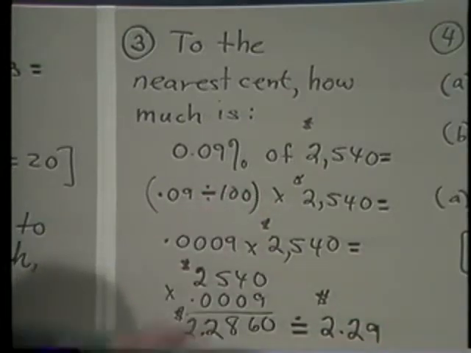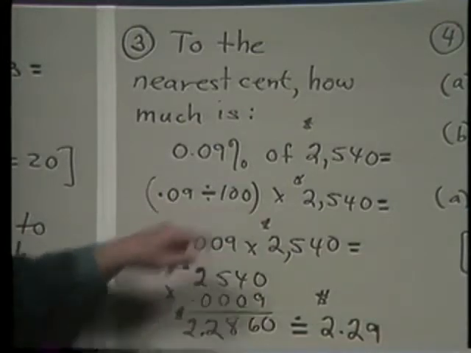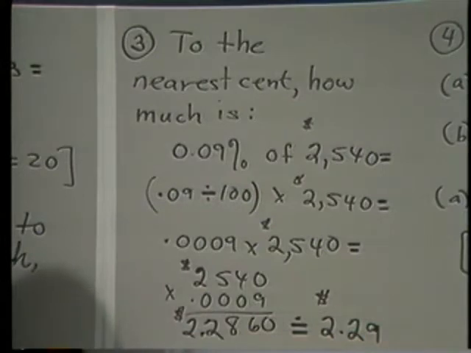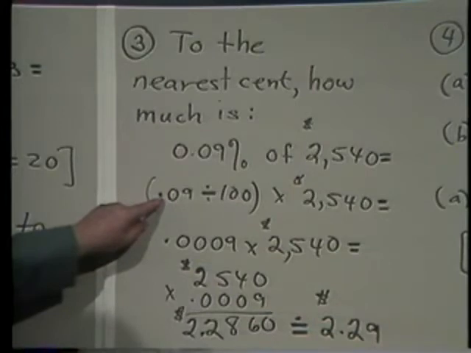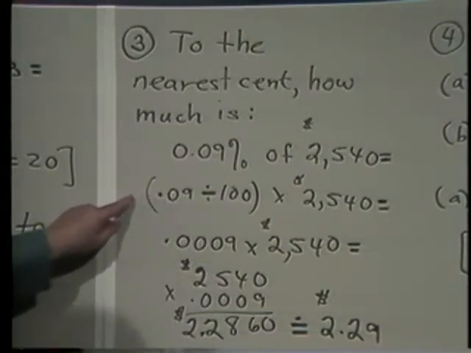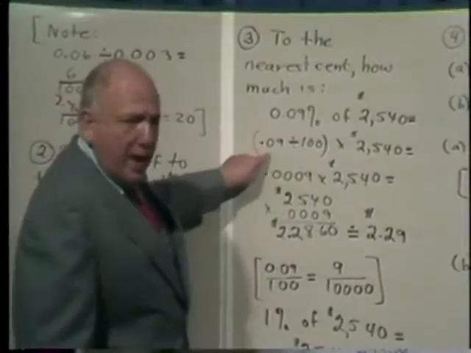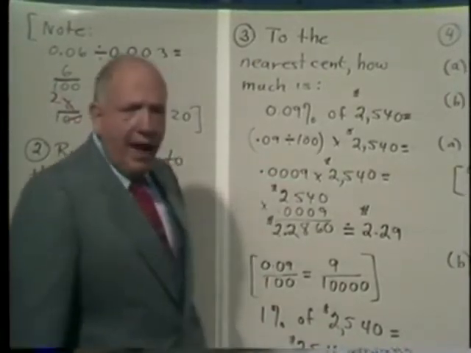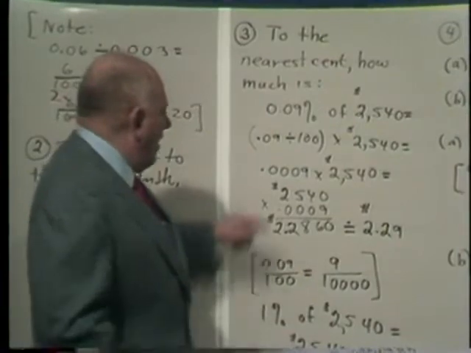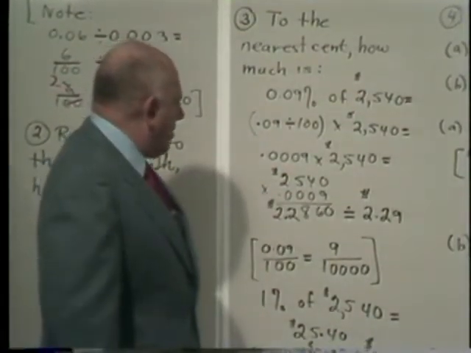Of means times 2,540. The only difference is that in this module, we learned that to divide by 100, you move the decimal point 2 places to the left. Since the decimal point is already over here, to move it 2 places to the left, I need 2 more placeholders. So instead of having 0.09, I need 2 more zeros between the decimal point and the 0. That gives me 0.0009 times $2,540.